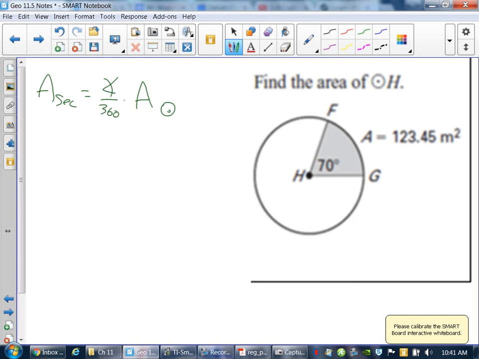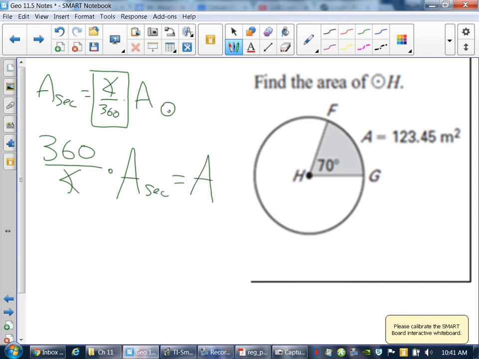Now, if I wanted to get the area of a circle by itself, I would have to move this. That's just a fraction. How do you undo multiplying by a fraction? Multiply by its reciprocal. So what I'm doing ahead of time here is saying that if I take 360 over my angle times the area of a sector, it will always equal the area of a circle.